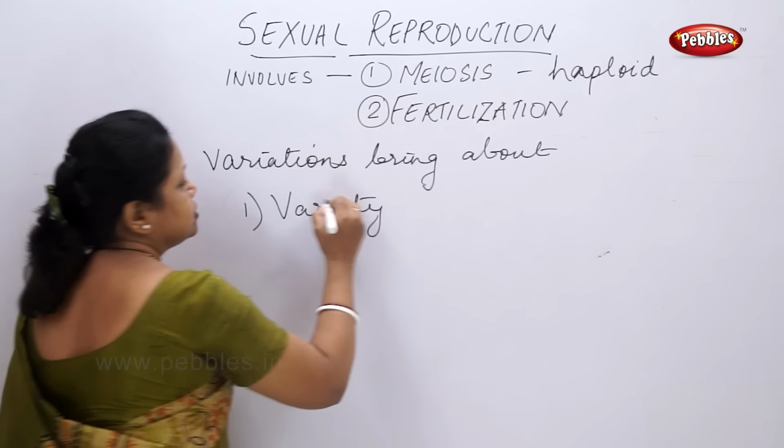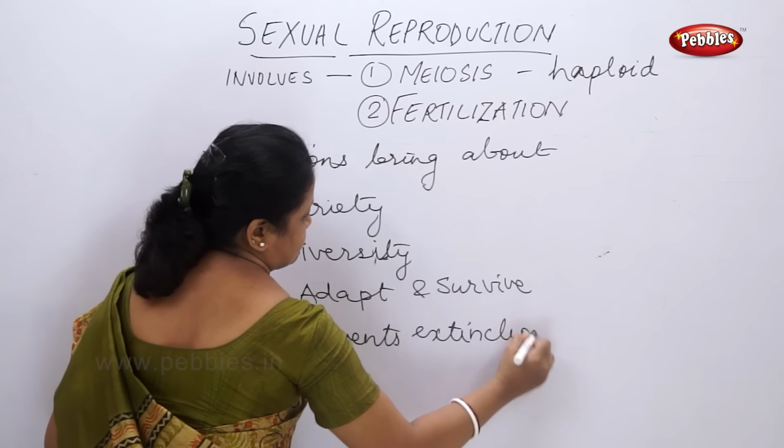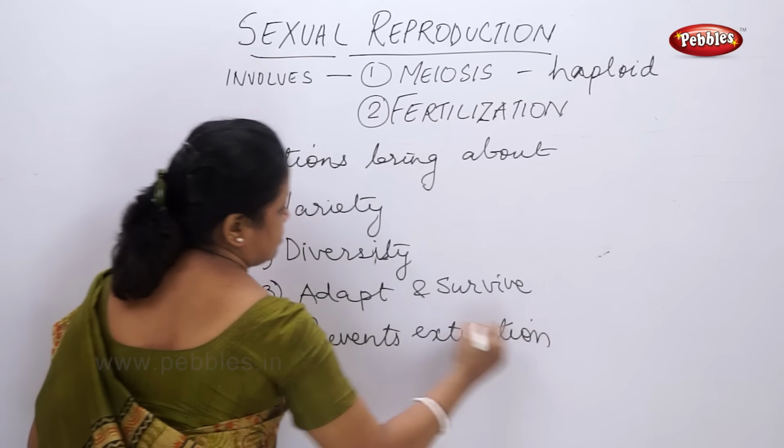Third, they are able to adapt and survive. The organisms with various variations are able to adapt to the new environment, and therefore they can survive in the new environment. And the fourth, it prevents extinction. So variations bring about these four things which are important, and variations are possible only in sexual reproduction.